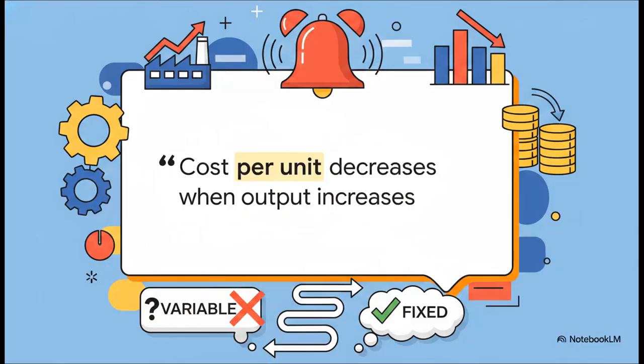So, here's the trap. The absolute crucial phrase to watch out for is this: cost per unit decreases when output increases. When you see those exact words in an exam scenario, alarm bells should be ringing in your head. This describes a fixed cost, not a variable one. The examiner uses this exact phrasing specifically to bait you into choosing variable, because the word decreases implies a change, right? Do not fall for it.